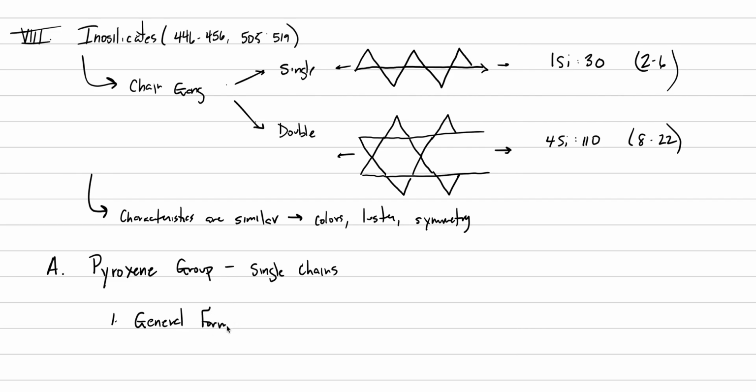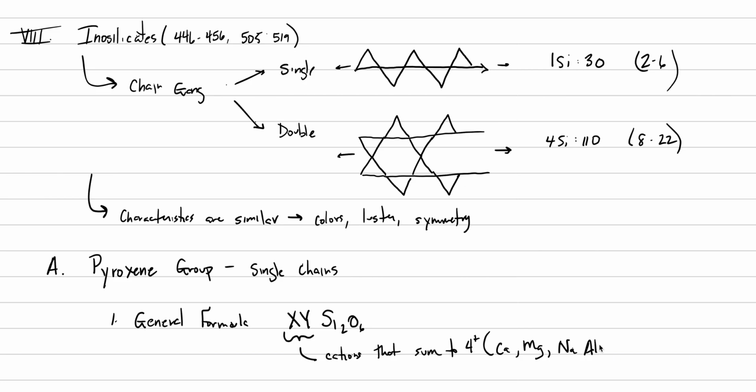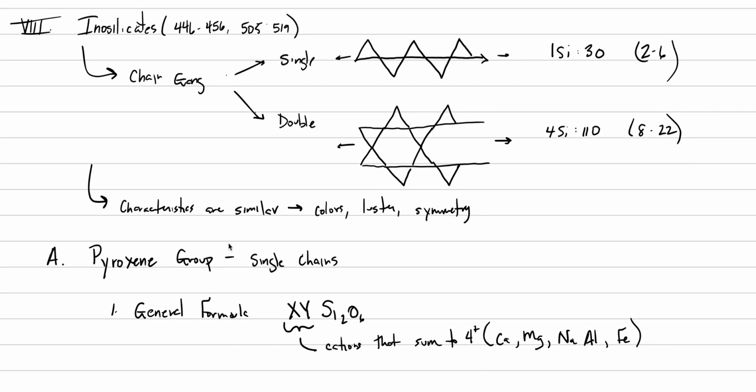The general formula of the pyroxenes is XYSi2O6, where X and Y are cations that sum to 4+. For example, it could be calcium and magnesium in a solid solution in X and Y. Or if it's sodium 1+, it could also be aluminum 3+. We could also have two irons thrown in there. Anyways, these are the types of cations that sit in that X and Y spot, the cation octahedral spots of the structure.